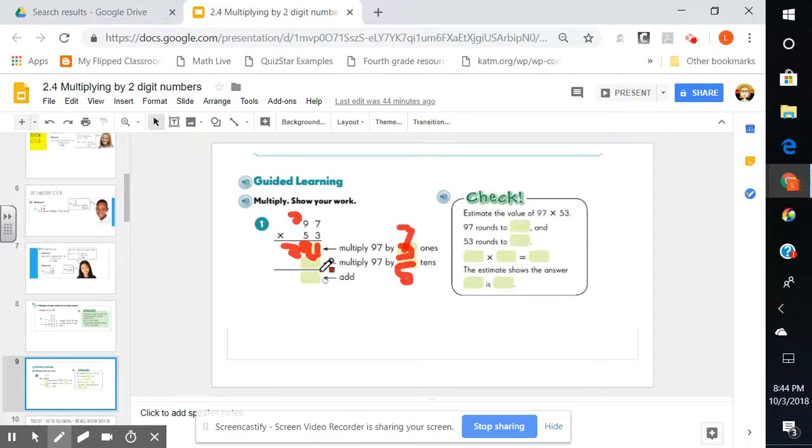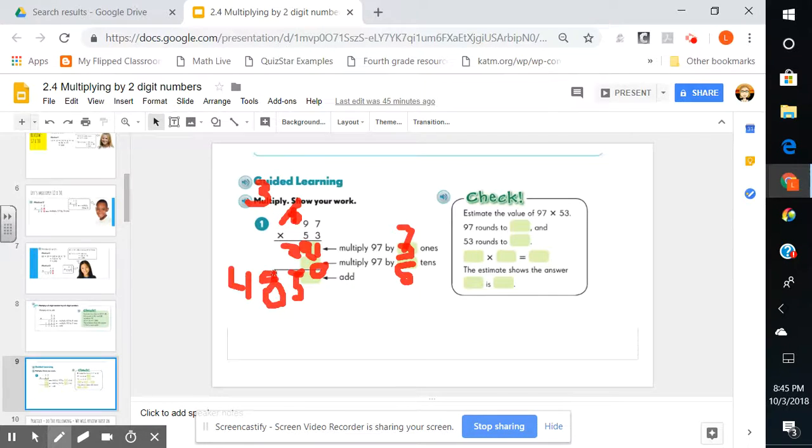Now we have to multiply 97 by 5 tens because the 5 is in the tens place. So again, don't forget your 0 because that's our placeholder since we're starting in the tens place for the 5. And then you multiply 7 times 5 is 35. Carry the 3. We should have crossed this one out. 9 times 5 is 45 plus 3 is 48.